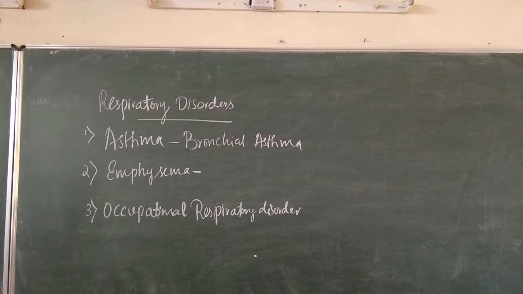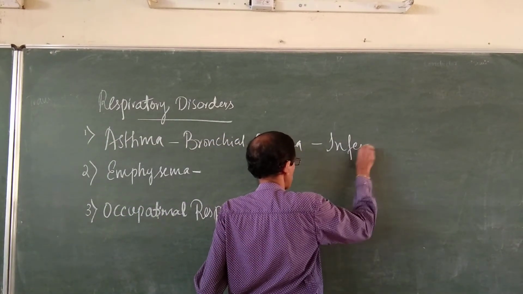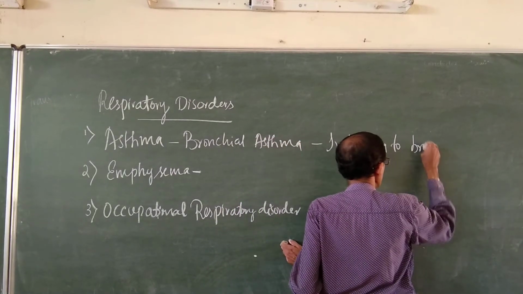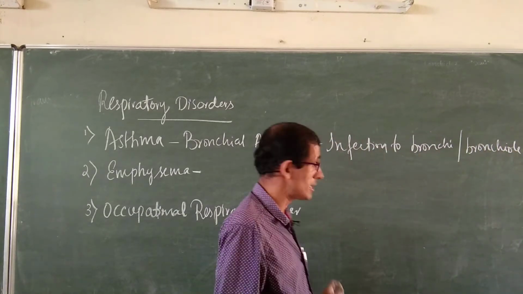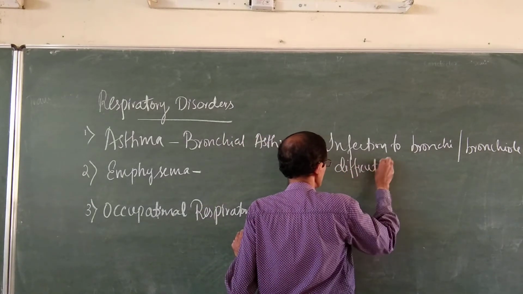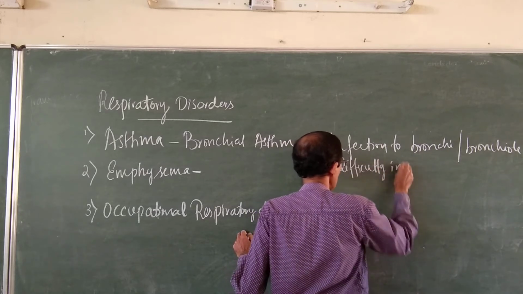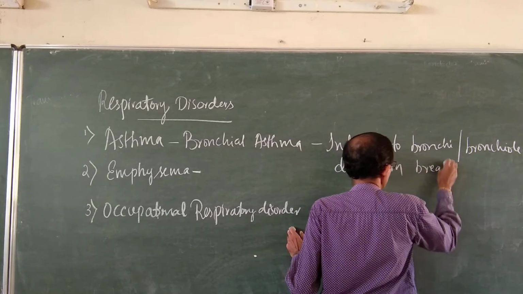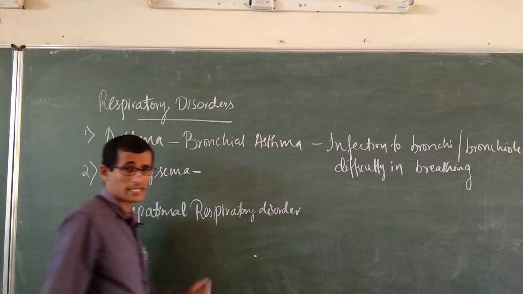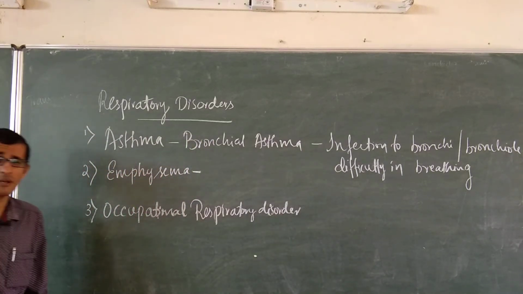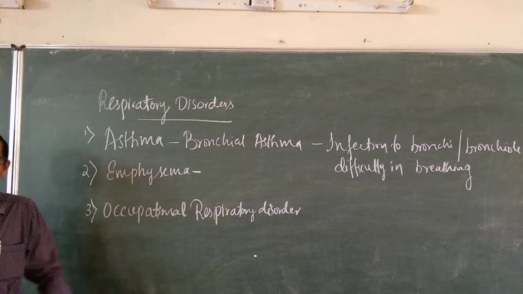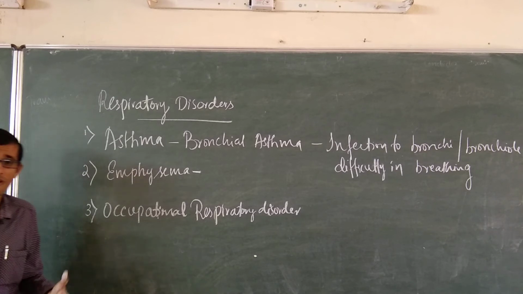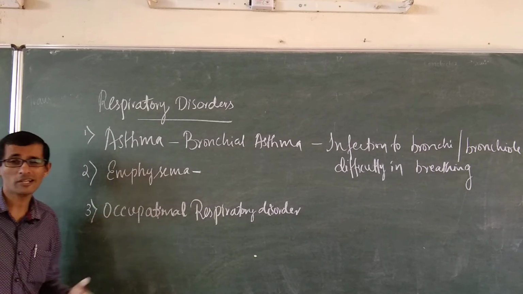Inflammation of bronchi and bronchioles results in difficulty in breathing. Inflammation or infection of the bronchi or bronchioles results in difficulty in breathing, meaning it becomes hard to breathe. And the main symptom is blockage in the respiratory passage, exaggerated production of mucus and clogging or blockage in the respiratory passage.